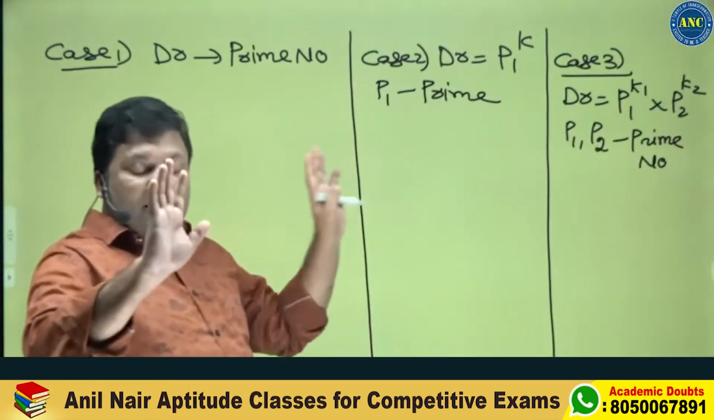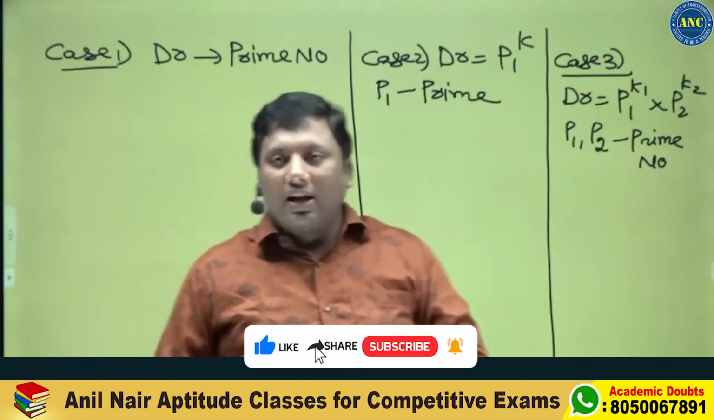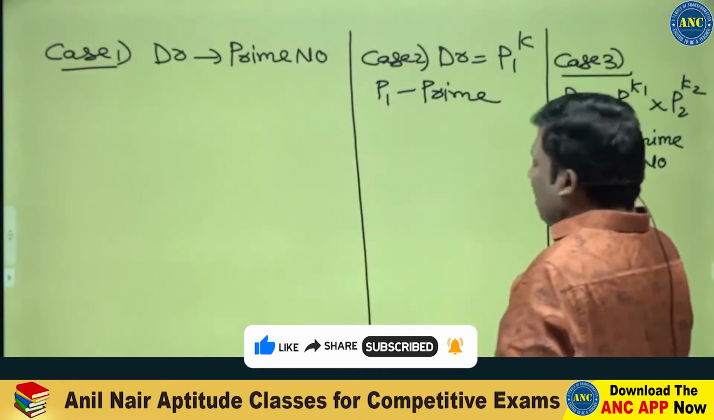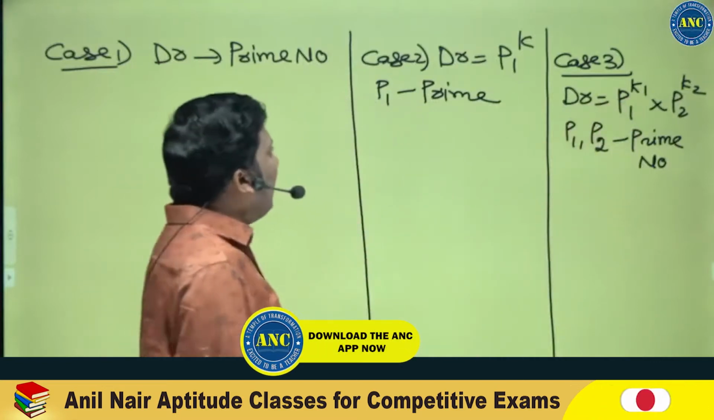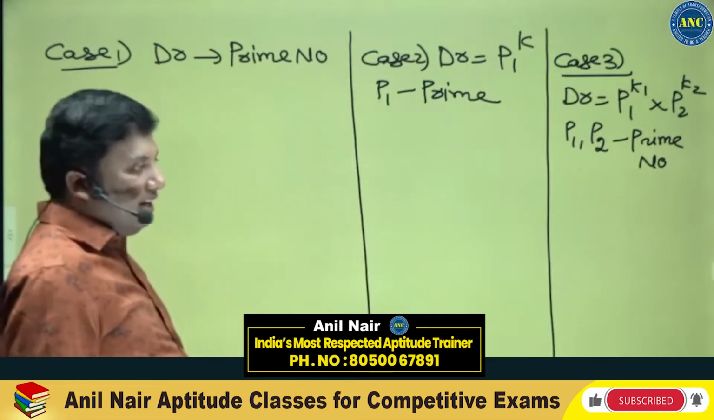2 and 5 will result in a terminating decimal. Other than 2 and 5, what are all the other numbers? Either it can be a prime number, or if it is a composite number, for example 12, I can write it as 2 square into 3, or it can be a square of a prime number: 9, 25, 49 and so on.